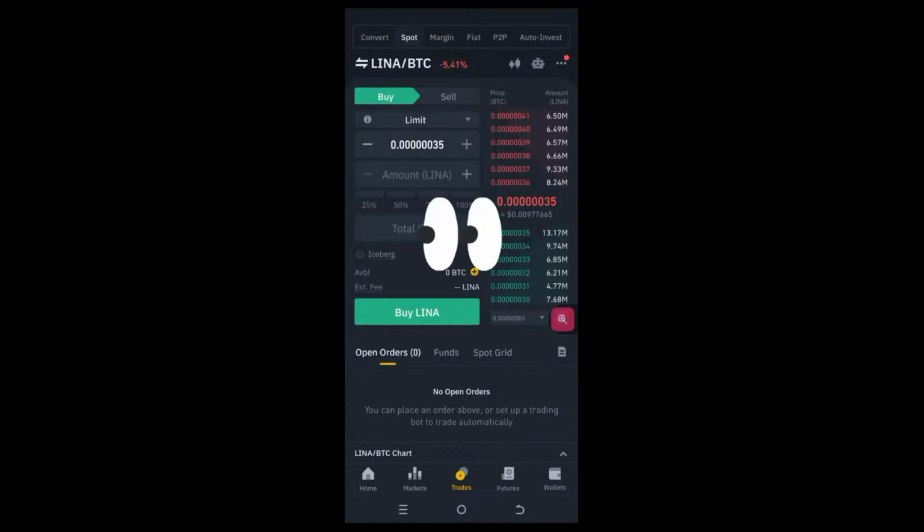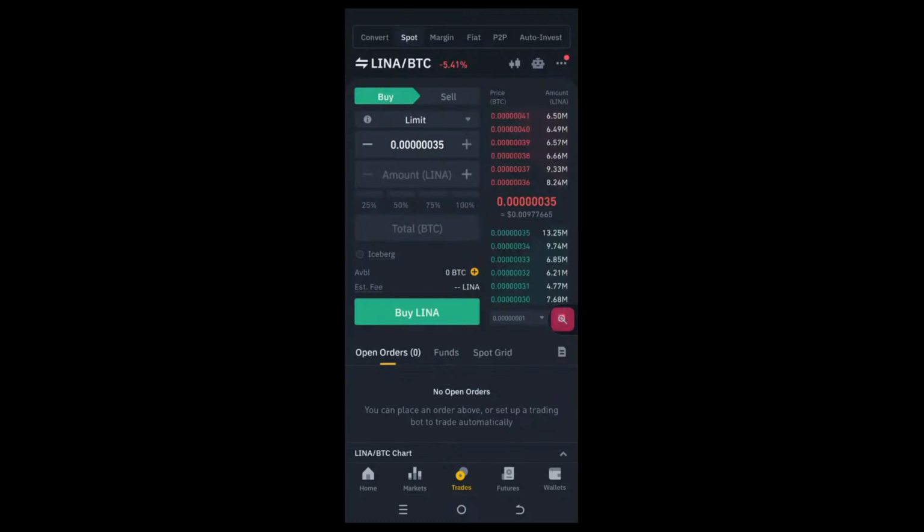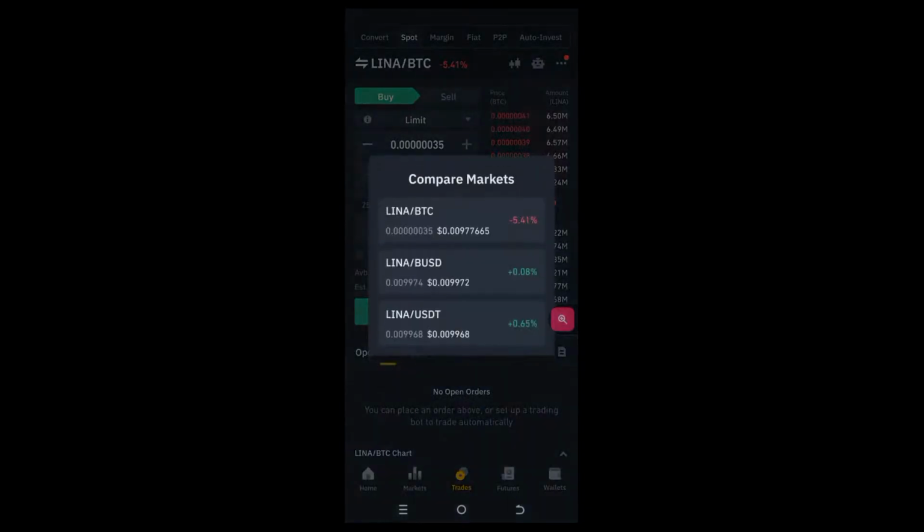Welcome to Income Strategies, the place where you learn the skills to make money, to multiply your money, and to manage your money. Today, what do we have for us? We've got Lena BTC, or could it be Lena USDT? Let's find out. Let's quickly go to the compare markets to see what we have right now. You can see we've got Lena BTC at 0.009777, and Lena USDT at 0.0099. So obviously we've got to start with BTC.